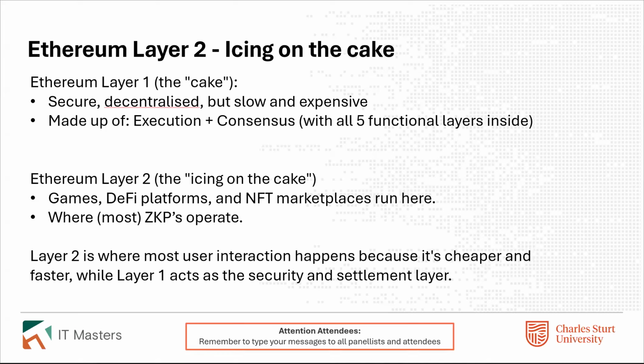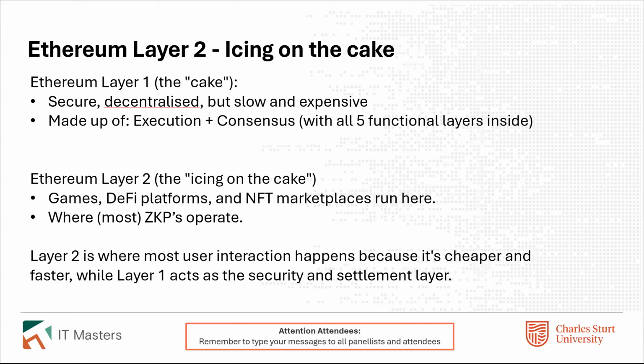It's the actual piece that holds everything together, and it's made up of course, the execution and consensus layers with all the 5 layers inside. And layer 2 is considered the icing on the cake, or the frosting if you're an American. And games sit there, decentralized finance platforms sit there, NFT marketplaces can run there, and they can run decentralized without having a server as well.